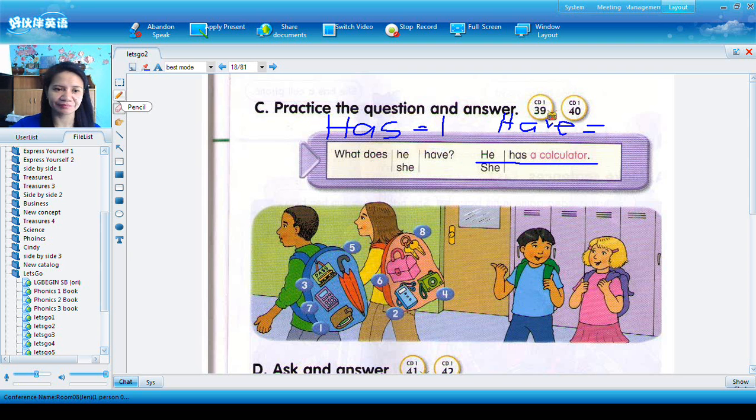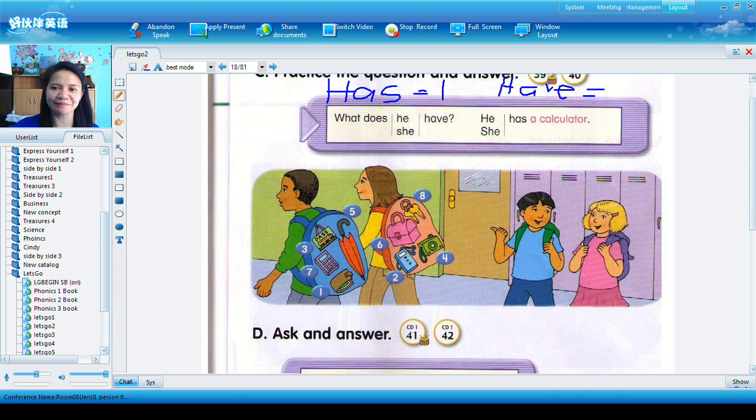Notice that we use the word does here. Does is a singular form, and we cannot use two singular forms in this question. So that's why instead of using the word has, we have to use the word have. Now let's have a review here.